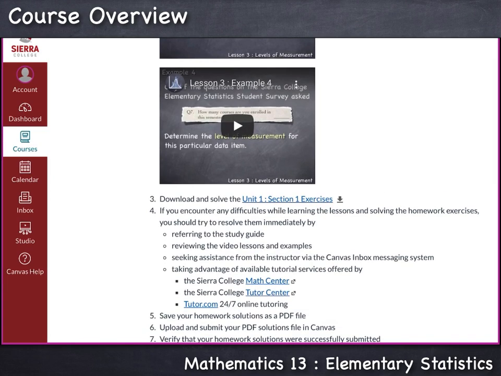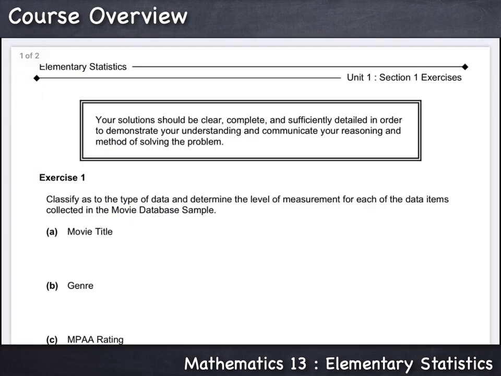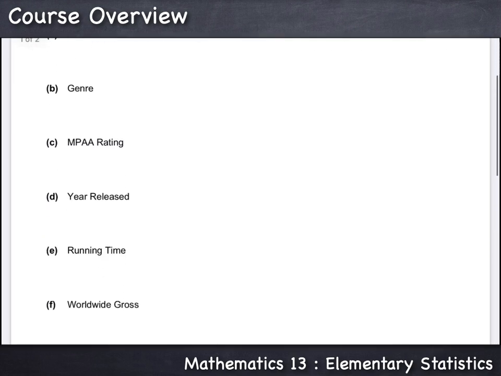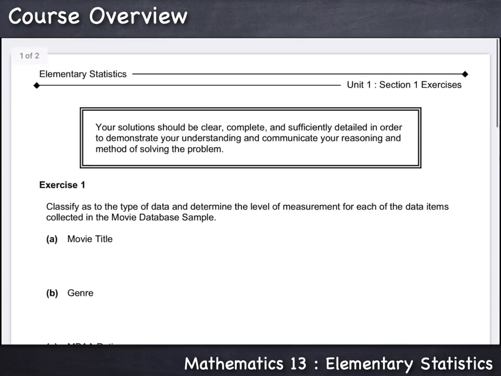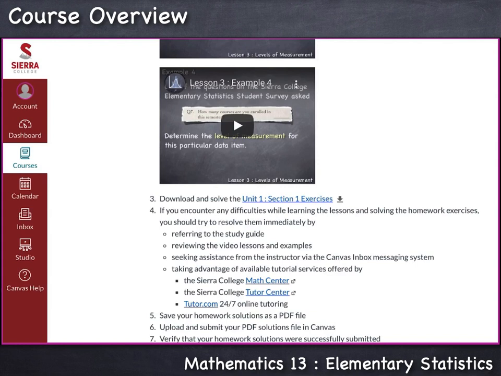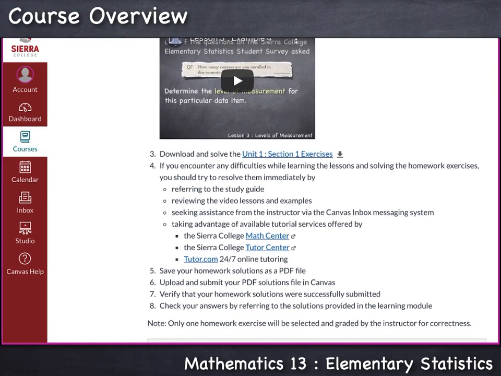So the next step is, after you've viewed all of the video lessons and examples, you can then download the section exercises, which contains the homework exercises that you need to complete. There's lots of different ways you can complete your homework exercises, and I will talk about that next. But in the end, you need to save your homework solutions as a single PDF file. And then that single PDF file containing your solutions is then uploaded in Canvas. Then you need to make sure you verify that the solutions were successfully uploaded. And after they have been, then you can continue in the learning module.